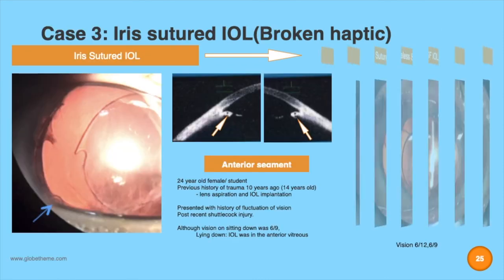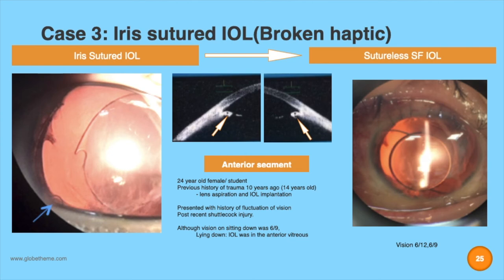Now, this third case was a young patient with previous history of iris sutured IOL. She had previous history of trauma a few years back. She had lens aspiration and IOL implantation. Vision had been good for her throughout the past 10 years, until she presented to us with fluctuation of vision for 1 month.